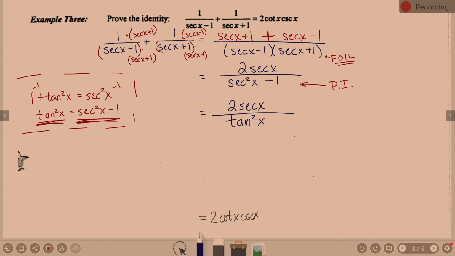Okay. Making progress. I have the 2. We got rid of addition and subtraction, right? We're down to 1 fraction. We got rid of addition and subtraction, so I'm heading in the right direction. Thoughts about where you'd like me to go next?